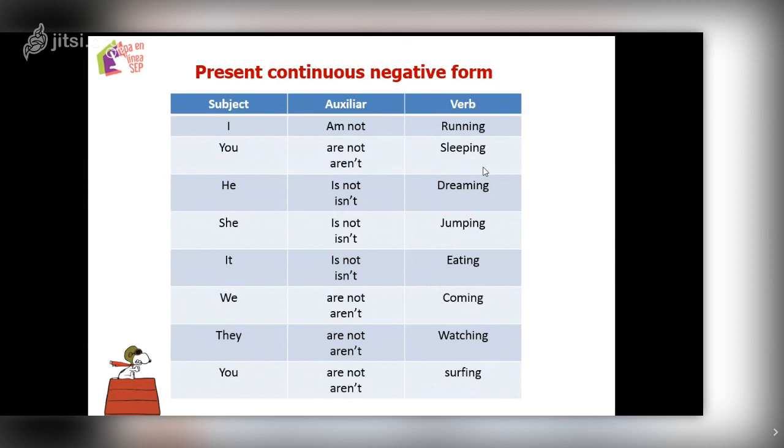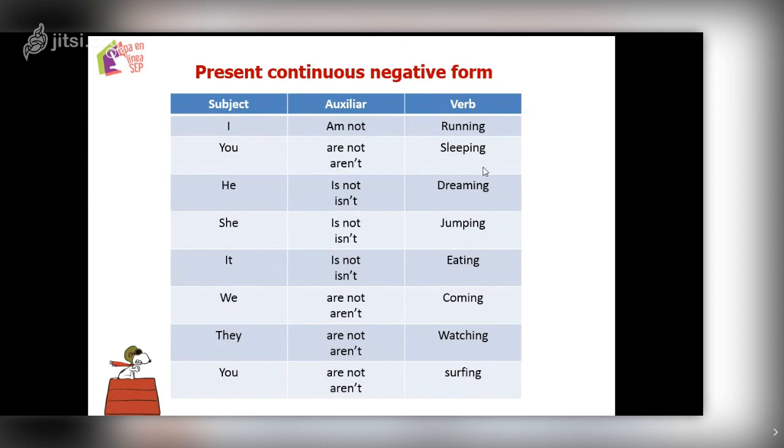Present continuous negative form, it's very easy. Also the subject and the auxiliary. For the auxiliary, we have am not, are not, or you can use the auxiliary with a contraction. Example, aren't. It's the same, but it's a shorter way to use it, okay?